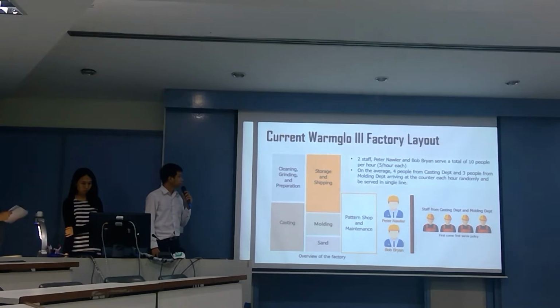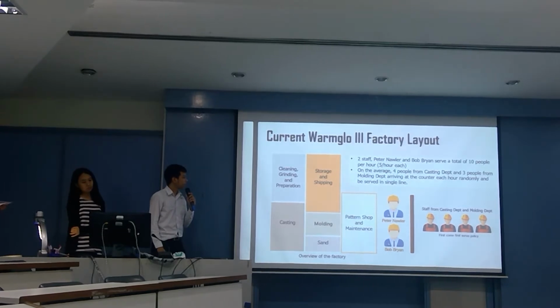So in the room, they will have the counter and provide the service by 2 staff, Peter and Bob. And Peter and Bob together can serve a total of 10 people per hour. And on average, 4 people from the casting department and 3 people from the molding department will arrive at the counter randomly. And they will form a single line. Bob and Peter will provide the service on a first come, first served basis.